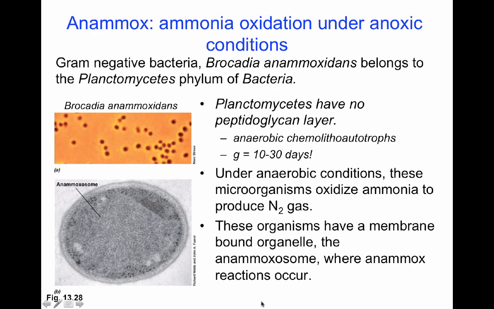What I want to show you here is this picture on the left. Here you have Brocadia anammoxidans, and they are cocci. Here you have one microorganism in a transmission electron microscope image, and what I want to show you is this very large internal organelle that the microorganism has, which is called the anammoxosome. Under anaerobic conditions, this microorganism is able to oxidize ammonia and produce nitrogen gas.